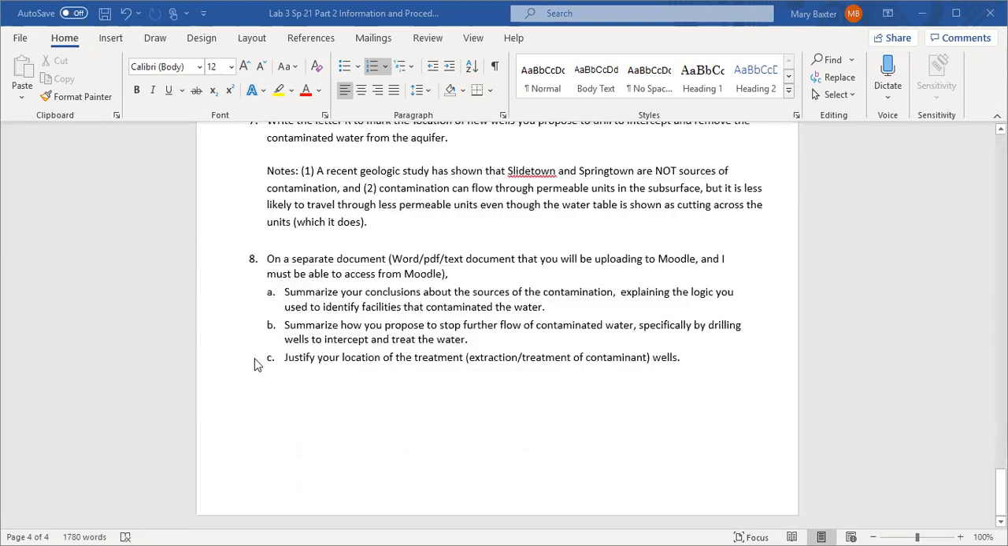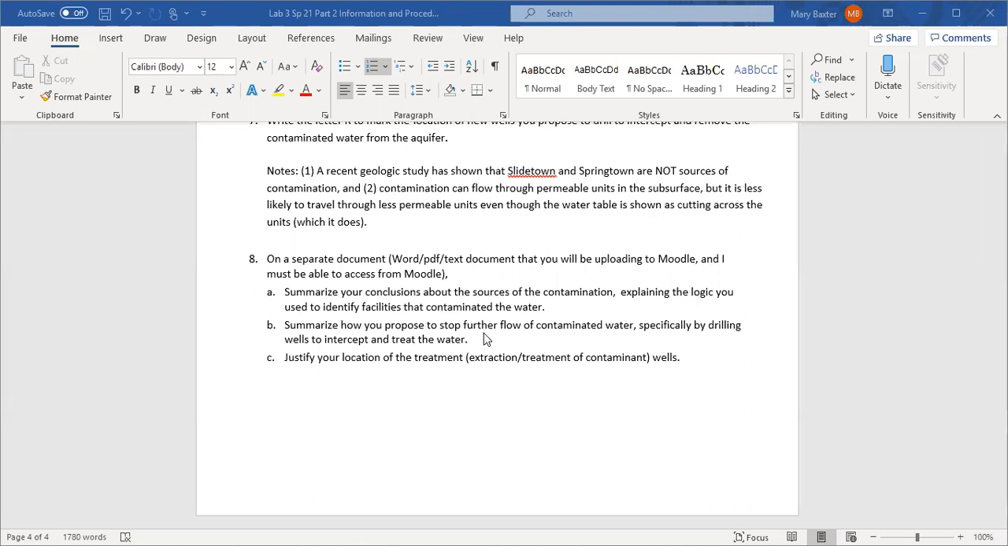Then the last thing you have to do, on a separate piece of paper altogether, handwritten or a Word document with you typing in your answer, is number 8 here, which is the last thing on this information procedures document, where you have to summarize your conclusions about the sources of the contamination, explaining the logic you used to identify the facilities that contaminated the water.